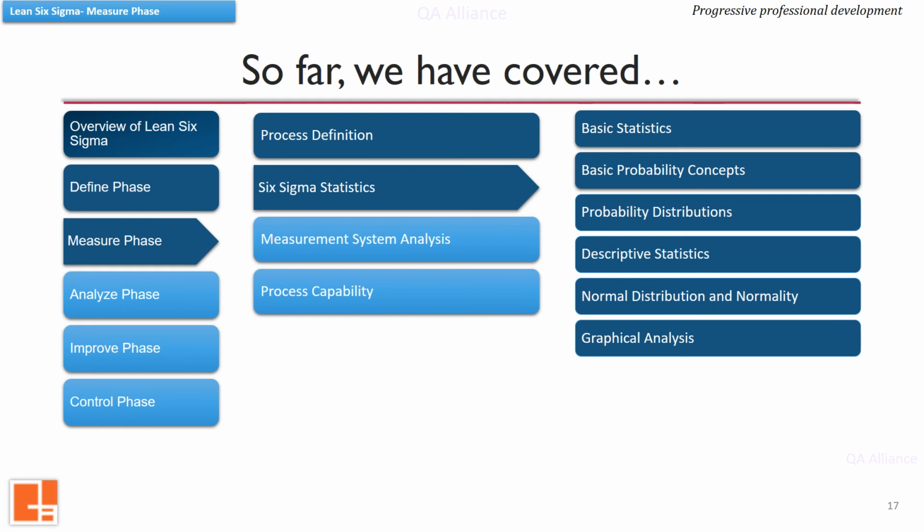So far we have covered process definition and basic statistical concepts required for Six Sigma projects. The next subunit is on measurement system analysis, where we will learn about measuring the robustness of the measurement system so as to get confidence that the data that we are measuring is right and has no influence of external factors.